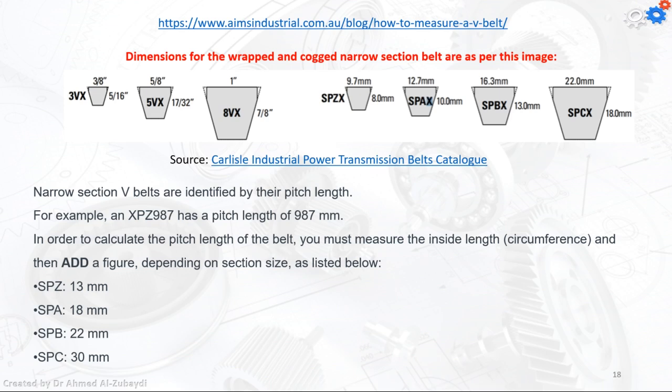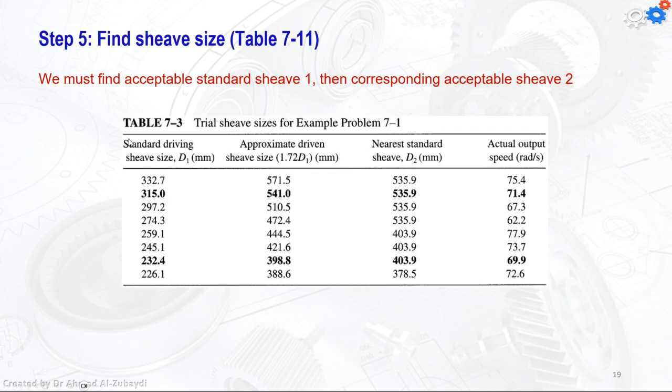Now we are going to continue exploring the sheave size. We must find the acceptable standard sheave 1 and then the corresponding acceptable sheave 2. So let's see how we can read this one. These are the standard driving sheave sizes for the D1, and this is the approximate driven sheave size, which is 1.72 D1 in millimeters. We have the nearest standard sheave 2 and the actual output speed in radian per second, which is something I have. We said it should be 72.